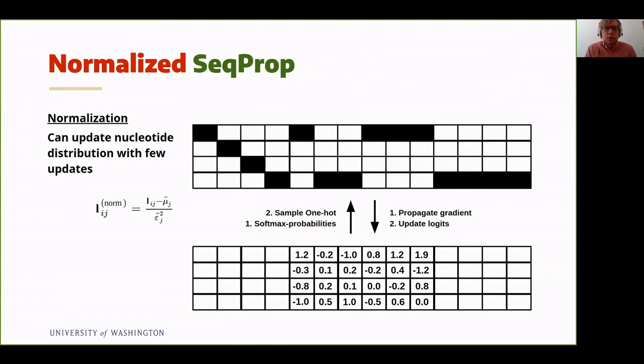So to remove this type of artifact, we introduced this normalization scheme where we normalize logits across position such that they have 0 mean and unit variance in expectation across position. Now, with very few gradient updates, you're always able to flip every nucleotide distribution very fast. Of course, nucleotide logits with 0 mean and unit variance have limited expressiveness when used as parameters to probability distributions.